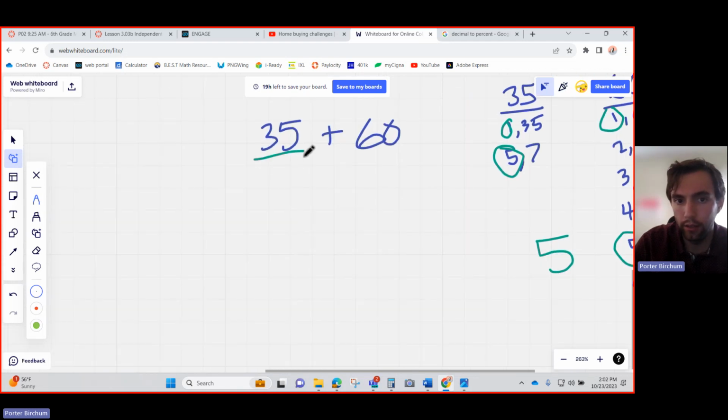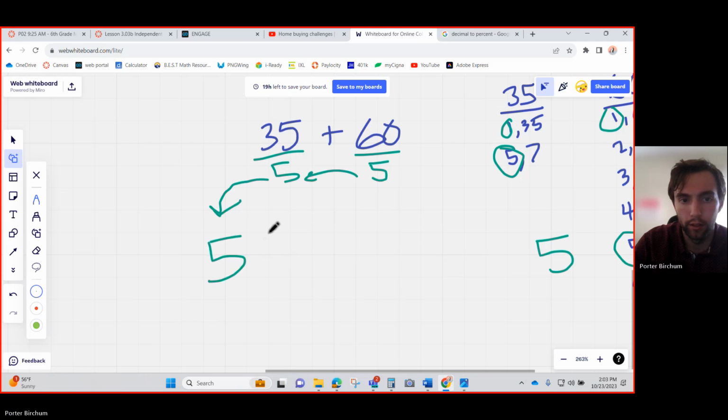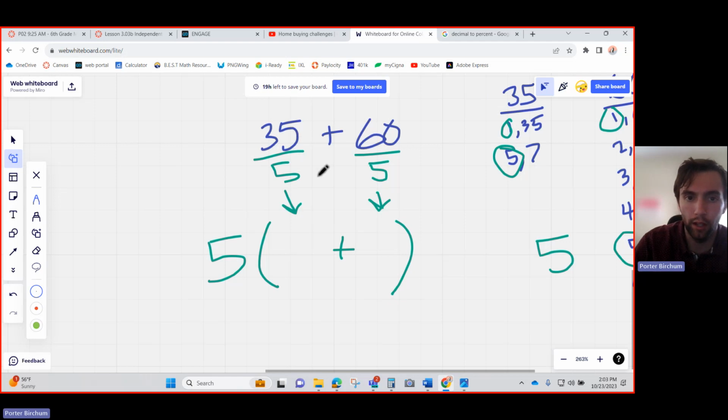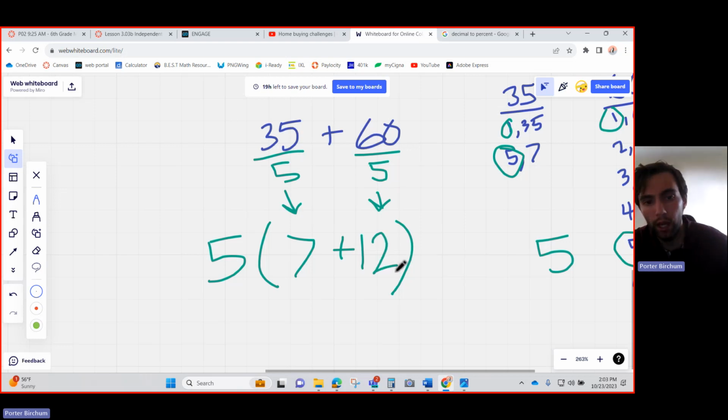Now, let's divide both terms by the common factor and put that greatest common factor here on the outside of our parentheses. Then we'll write the answer to 35 divided by 5 here, and the answer to 60 divided by 5 here. So what is 35 divided by 5? Nice. 7. What is 60 divided by 5? Nice. That is 12. Thank you, calculators, for that.